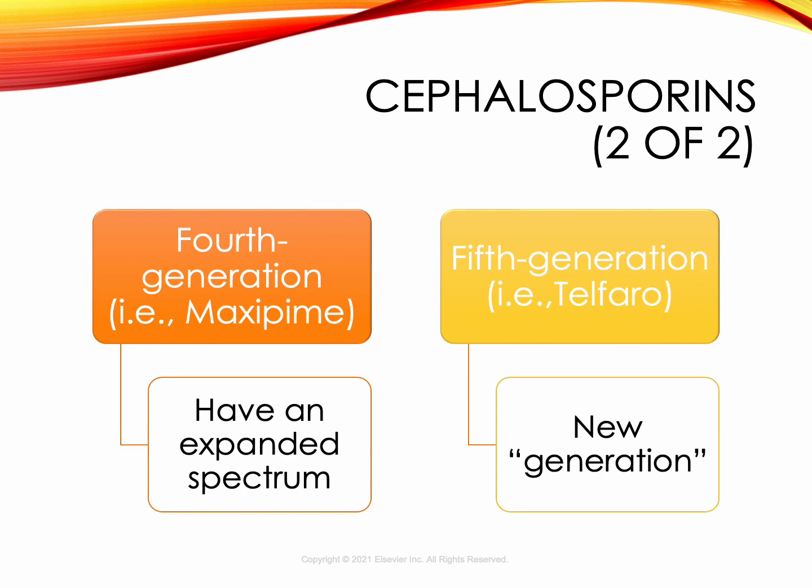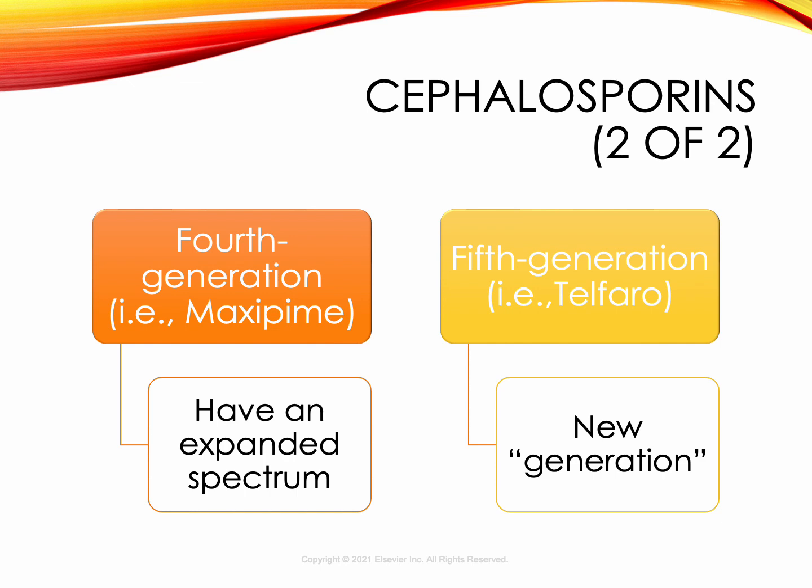gram-positive and gram-negative bacteria, and many of them can also cross the blood-brain barrier. So this means that they can be used to treat infections of the brain. These antibiotics are also used to treat Pseudomonas aeruginosa.